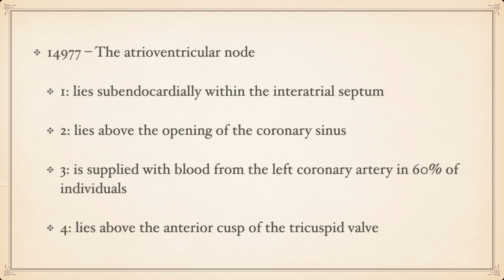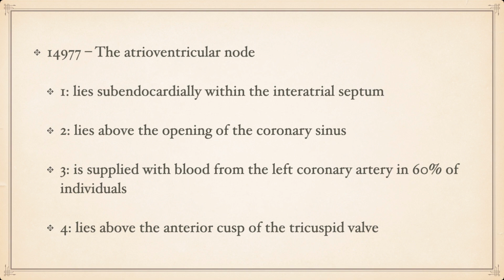So we have number 1, lies subendocardially within the interatrial septum. That is true. Remember, it lies at the apex of the triangle of Koch, KOCH. 2, lies above the opening of the coronary sinus. Look, that's not the greatest wording. The coronary sinus forms the base of the triangle of Koch. So by definition, yes, it is above, remembering that the other two structures are the septal leaflet of the tricuspid valve and the tendon of Todaro.